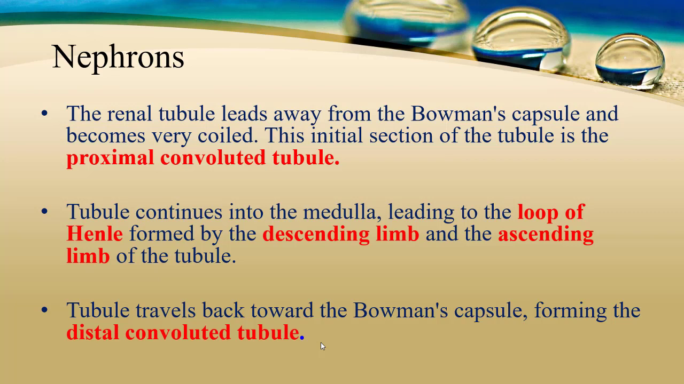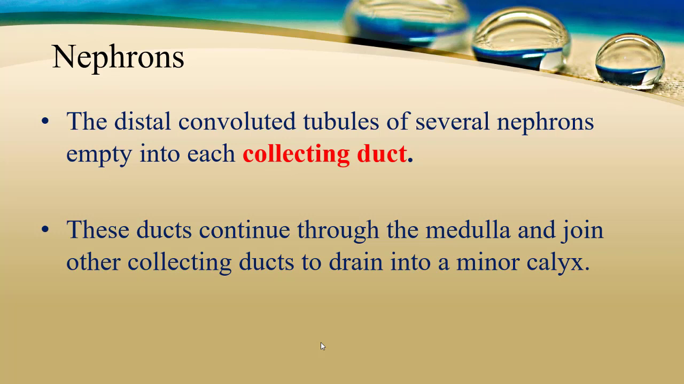So the part that goes down is the descending limb, and the part that comes back up is the ascending limb. And from here, the tubule will continue on, moving further away from Bowman's capsule, and that part is called the distal convoluted tubule. It's called distal because it's further away from the glomerulus, but it's still coiled and twisted. The distal convoluted tubules, several nephrons will empty together into a collecting duct, and then these ducts will continue through the medulla to join with other collecting ducts to drain into a minor calyx.